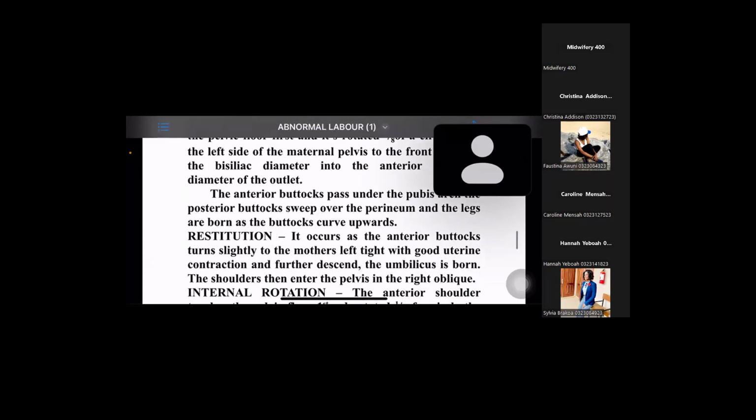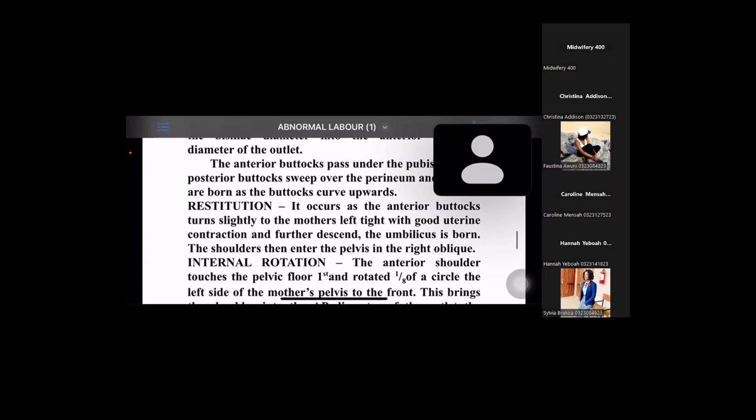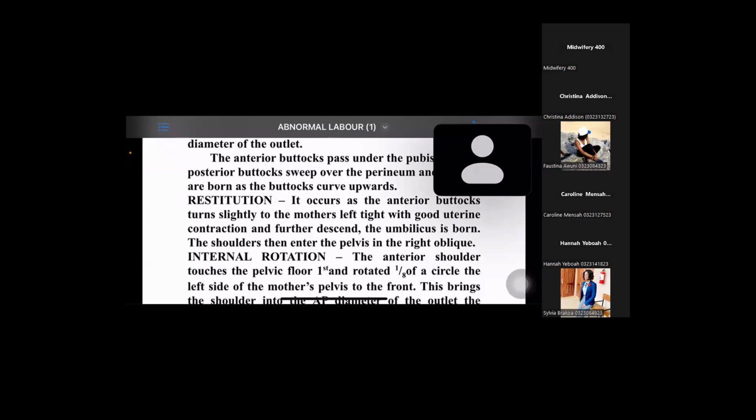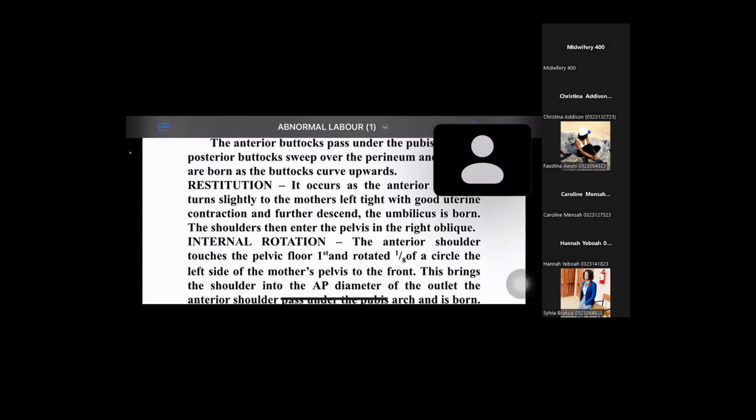So let's go into the restitution. It occurs as the anterior buttocks turn slightly to the mother's left side, with good uterine contractions and further descent. The umbilicus is born. The shoulders then enter the pelvis in the right oblique. So, with the internal rotation.